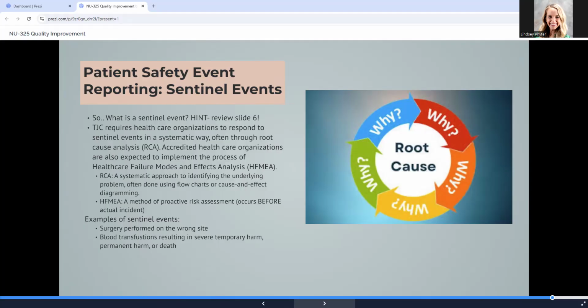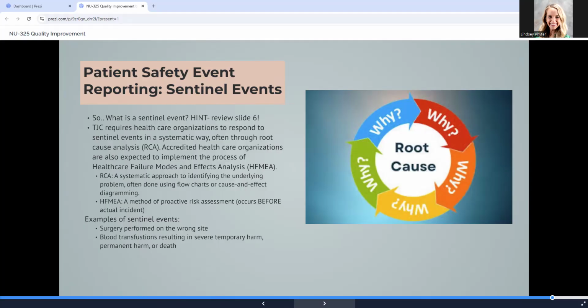And some specific examples of sentinel events could be surgery performed on the wrong site. And that's why before surgery takes place, everyone in the operating room is required to do a procedure called a timeout, where you're verifying that it's the right patient. You're verifying the surgical site, and the surgical site must be marked by the physician. Those are specific safety processes in place to hopefully prevent a sentinel event from occurring.